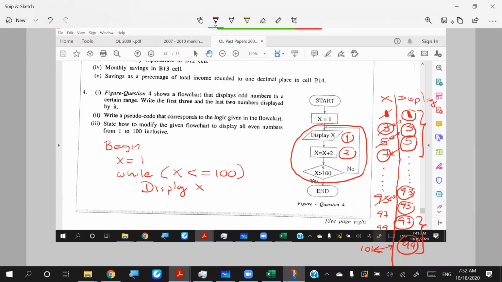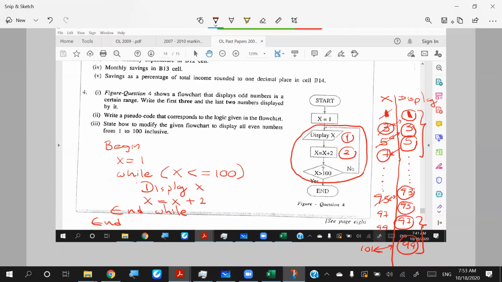Display x and x equals x plus 2, and end while should be there since it is a pseudocode, and then the very end. Right? Did you get this, everyone? Right, great.